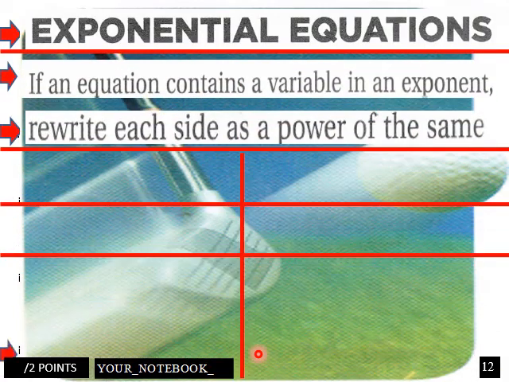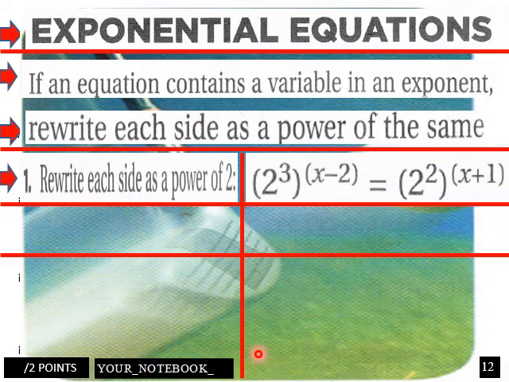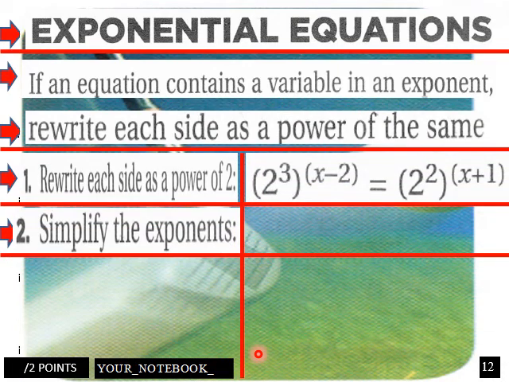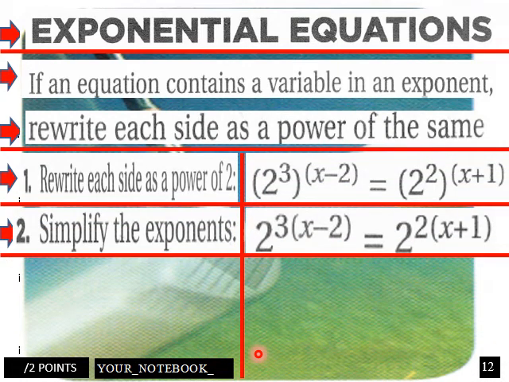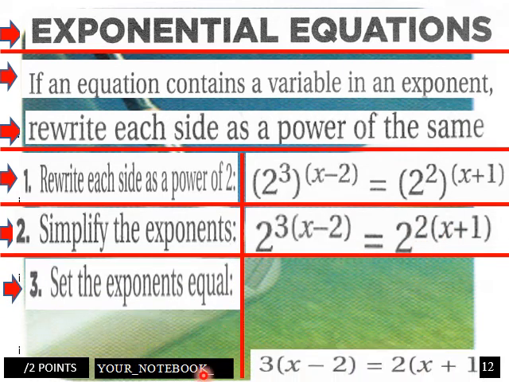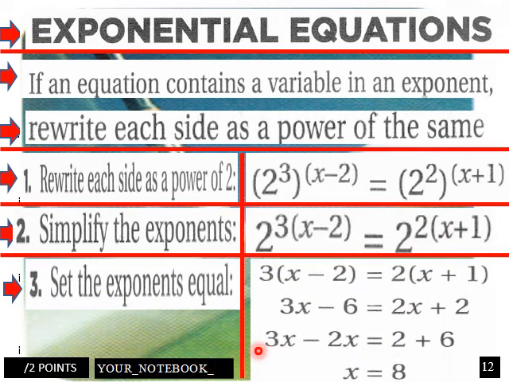Exponential equations. If the equation contains a variable and exponent, rewrite each side as the power of the same base. So simplify the exponents. So we have this here. We have 2 cubed to the x plus 1, 2 squared to the x minus 2, 2 to the x plus 1. Set the exponents equal now. So now we can drop this down, and then we keep this here and keep this here. These go away, and then we solve for x.